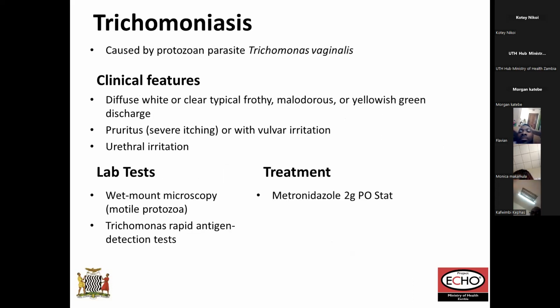Trichomonasis is caused by the protozoa Trichomonas vaginalis. The clinical features are a diffuse white or clear, typical, frothy, malodorous or yellowish-green discharge. Then there could be severe itching in the genital area with vulvar irritation, and then there can be urethral irritation.